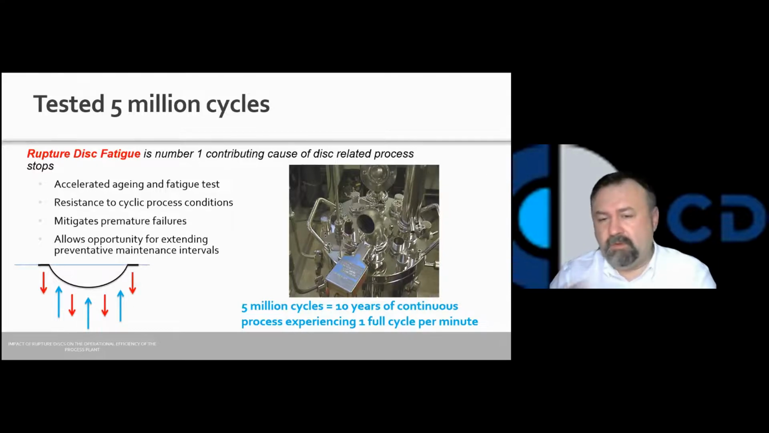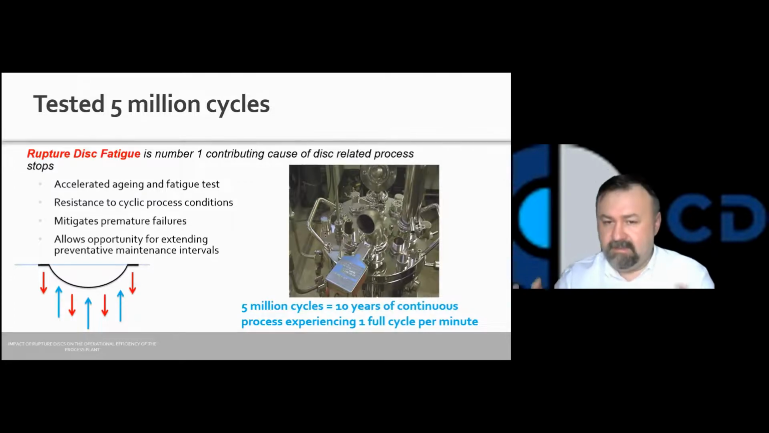So let me put it in perspective. What does 5 million cycles mean? If you have 1 cycle a minute, so a full cycle we're talking about, not just slight spikes in pressure, then in an ideal scenario, without any other impact of the process like corrosion, for example, the disk could potentially run for 10 years until it fatigues out.